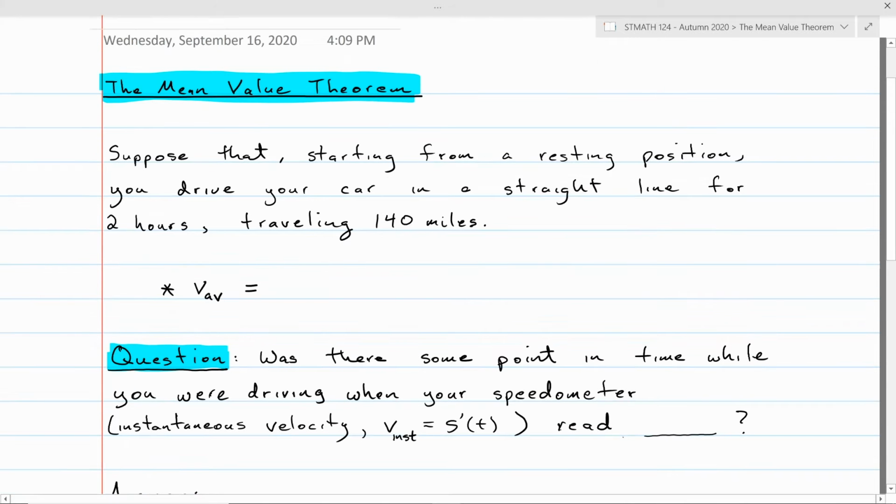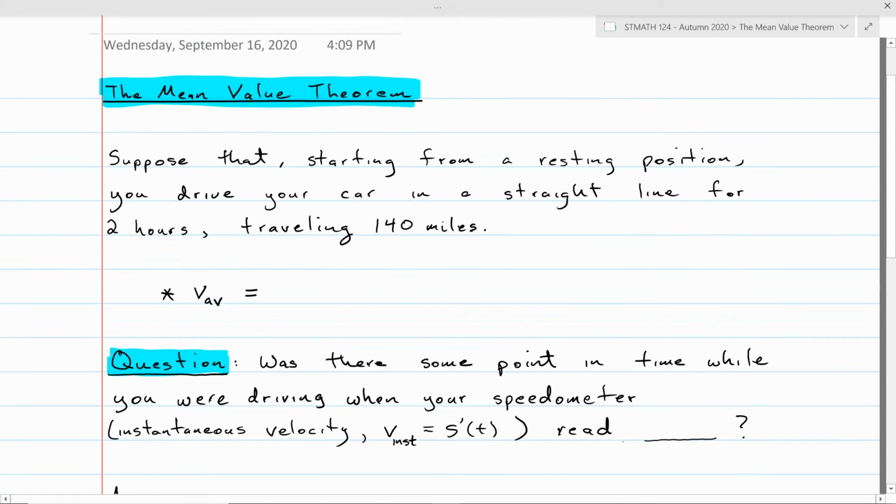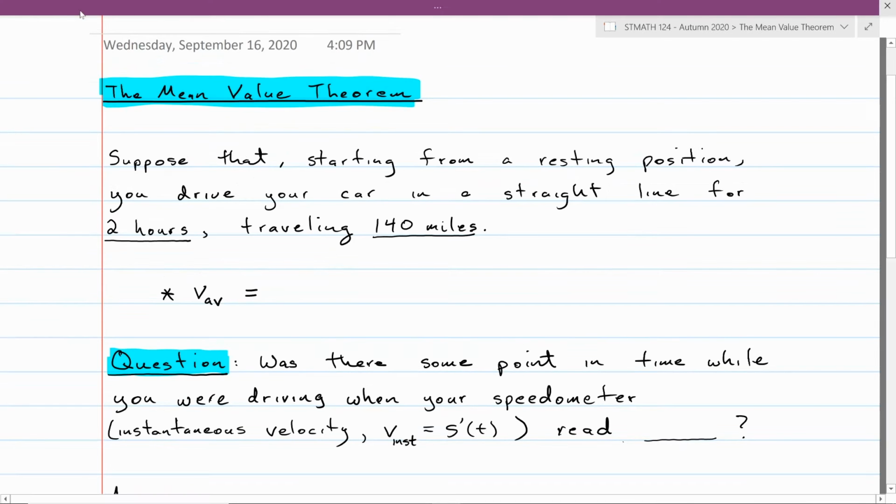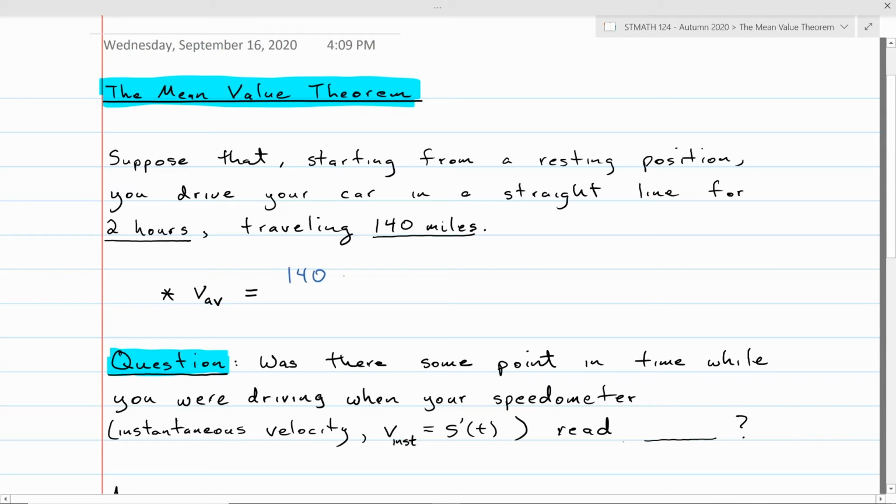Let's just suppose that starting from a resting position, you drive your car in a straight line for 2 hours, and you travel 140 miles. And I could ask you, hey, what was your average velocity on this trip? And you would not have a problem doing that. You'd say, well, it's just my total displacement divided by the elapsed time. So it would be 140 miles over the 2 hours that you were traveling. And so your average velocity would have been 70 miles per hour in that situation.